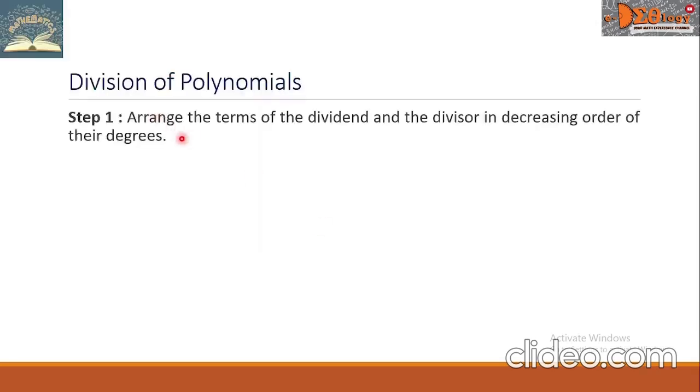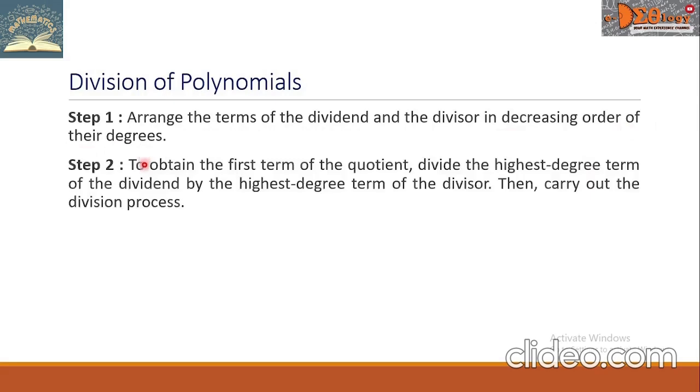Here are the steps. Number 1, arrange the terms of the dividend and the divisor in decreasing order of their degrees. Step 2, to obtain the first term of the quotient, divide the highest degree term of the dividend by the highest degree term of the divisor. Then, carry out the division process.